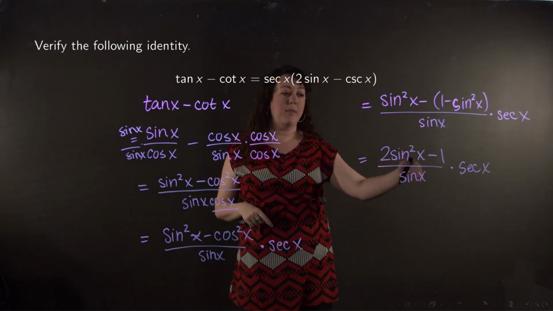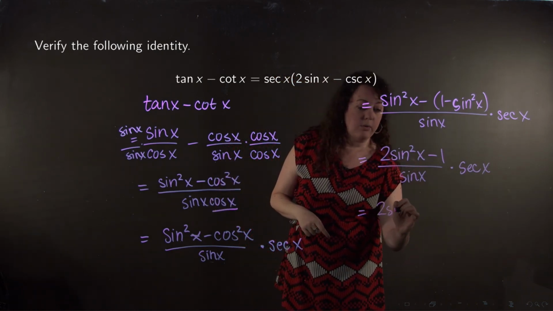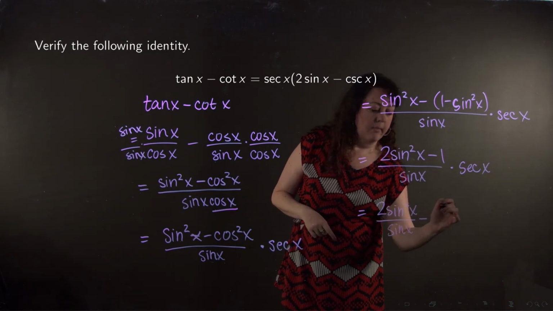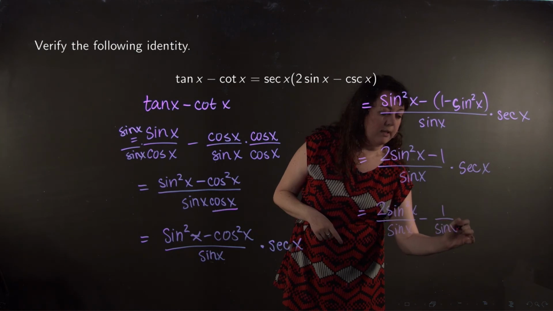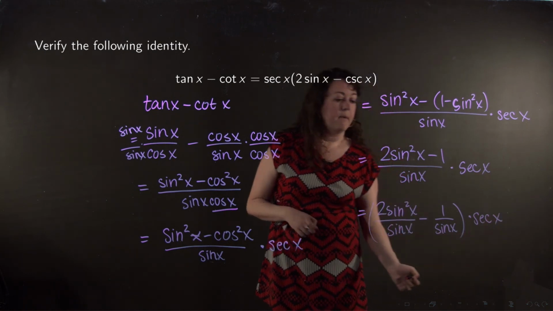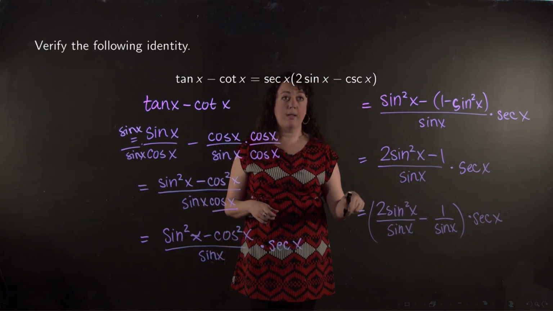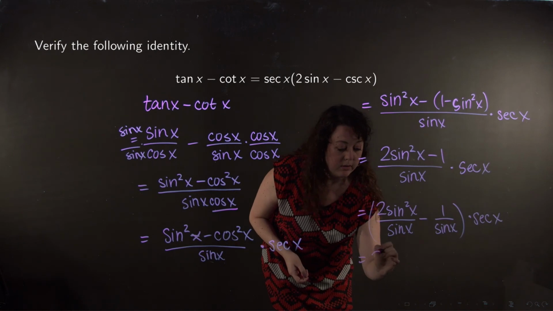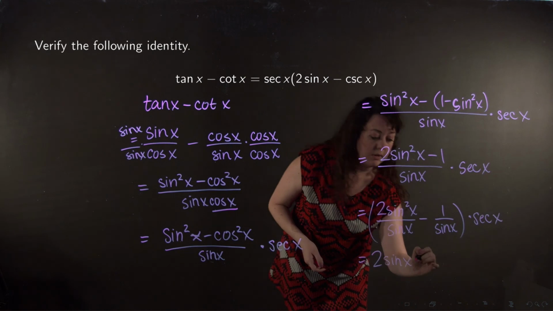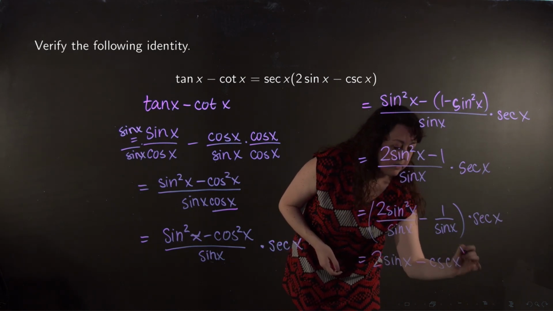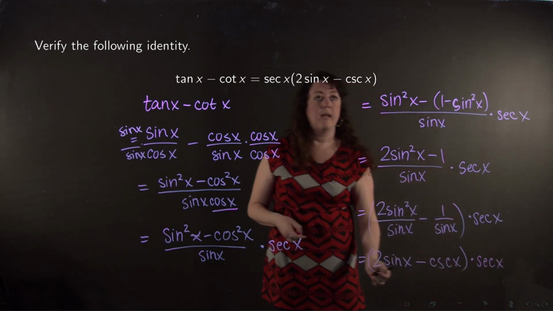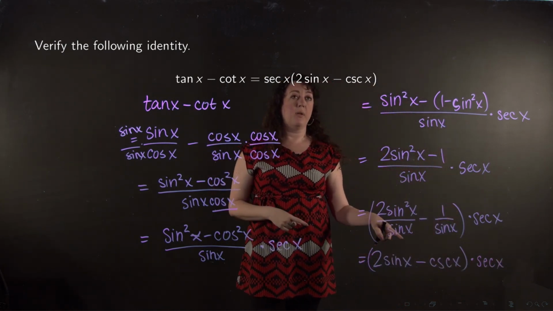What happens if I split up these fractions? If I take 2 sine squared x over sine x minus 1 over sine x. Okay, so 2 sine squared x over sine x, one of those will cancel. And 1 over sine x is just equal to cosecant. So that does simplify down to what they wanted. I can multiply by secant x on the end, and then I verified that what we started with and what we ended with were totally the same.